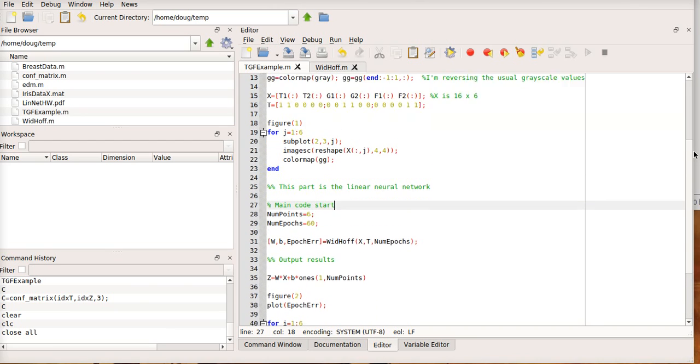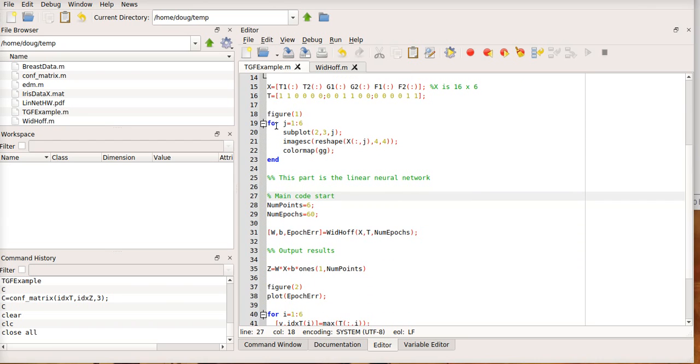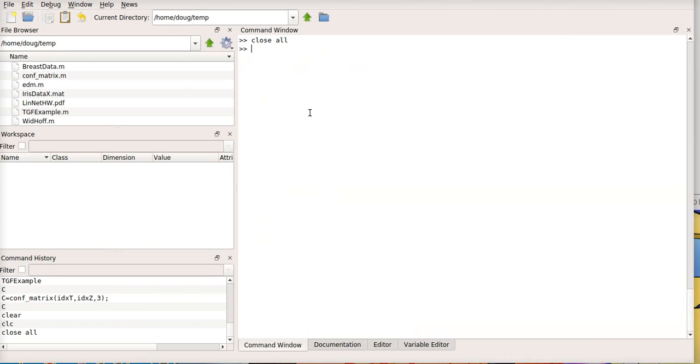Okay, and so the TGF example again, I got the TGFs, I've got my T's, which are three-dimensional vectors. And then the main part of the code, we just run the algorithm. In this case, we're running the number of epochs up to 60, just to see how it works. We'll take a look at the error and see if we needed to do that. All right, let's just stop talking and start running. Okay, so let's go with TGF example.